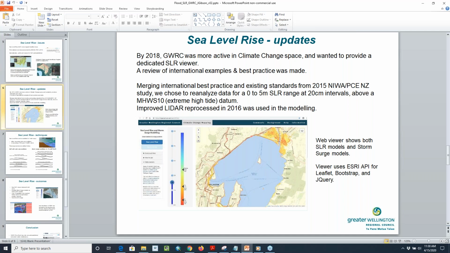The storm surge data that we had earlier commissioned from NIWA as part of a separate study for part of our populated coastal zones was done using hydrodynamic modeling. The viewer itself uses the Esri API for Leaflet, Bootstrap, and jQuery, and it incorporates a vertical slider widget which comes from the Bootstrap library.